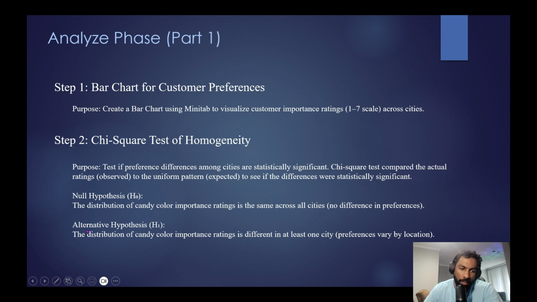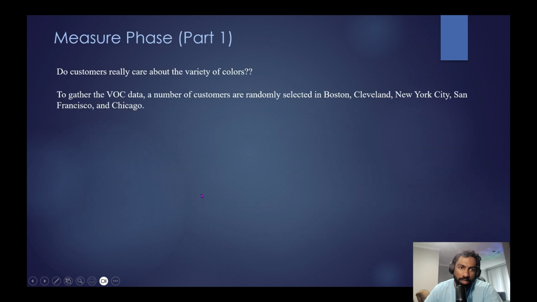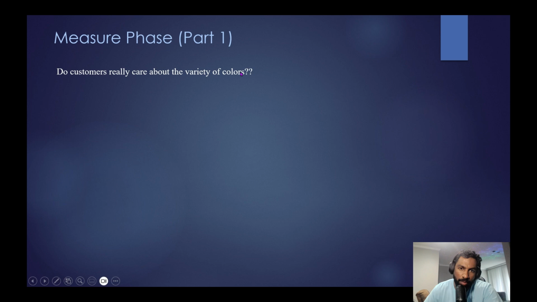And the alternative hypothesis is going to be that the distribution of candy color importance rating is different in at least one city, meaning that the preference varies by location, which is the question we are trying to answer anyway. Do customers really care about the variety of colors? If the voting pattern or the rating pattern is different in at least one city, then it tells you that the customers do care about the variety of colors.